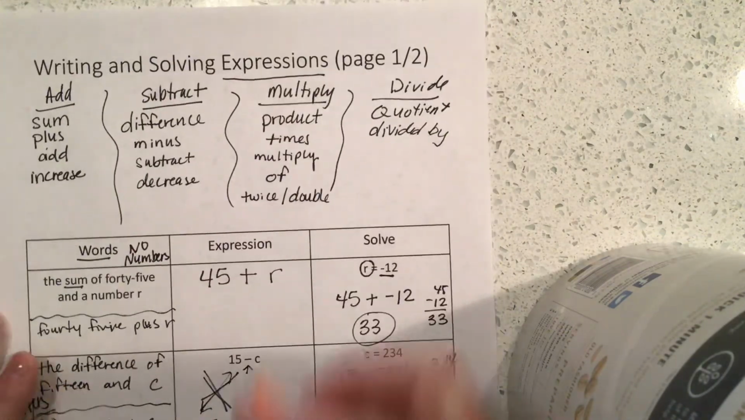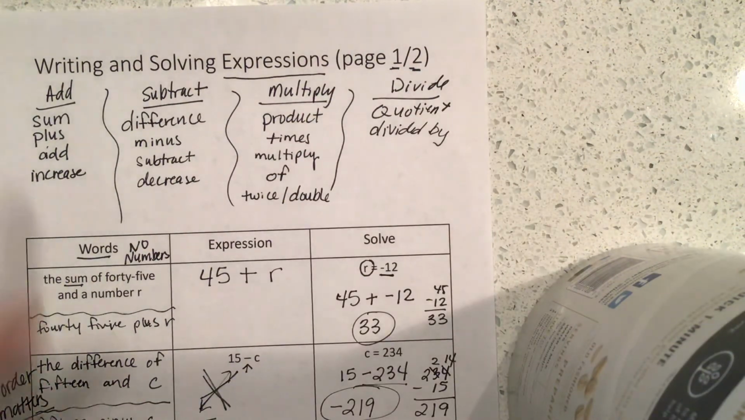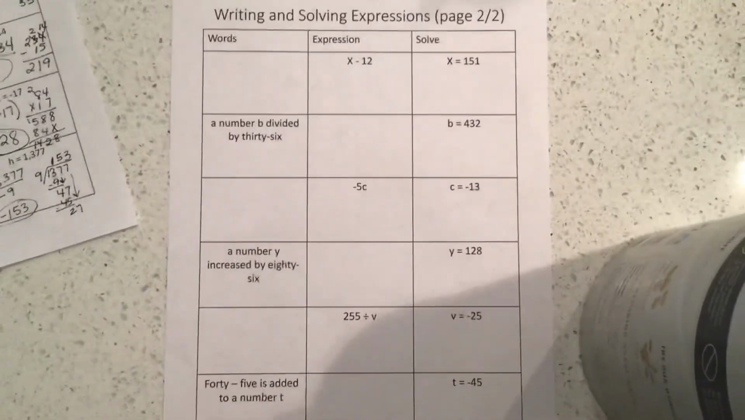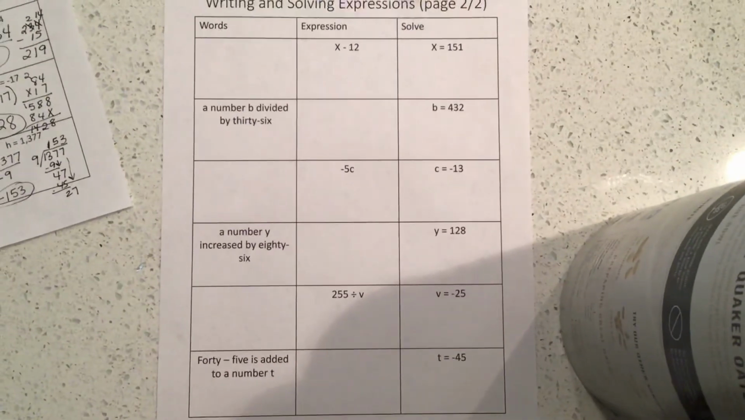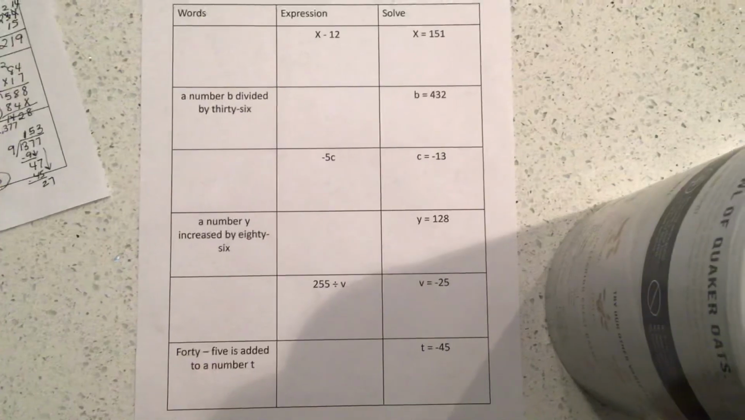If you'll notice right up here, this says page 1 of 2 because there is another page. And the other page is for you to complete on your own. Both pages need to be submitted whenever you turn this in. Here's the page you're going to do on your own. So complete all of these on your own and submit both pages. Make sure that you're showing your work.